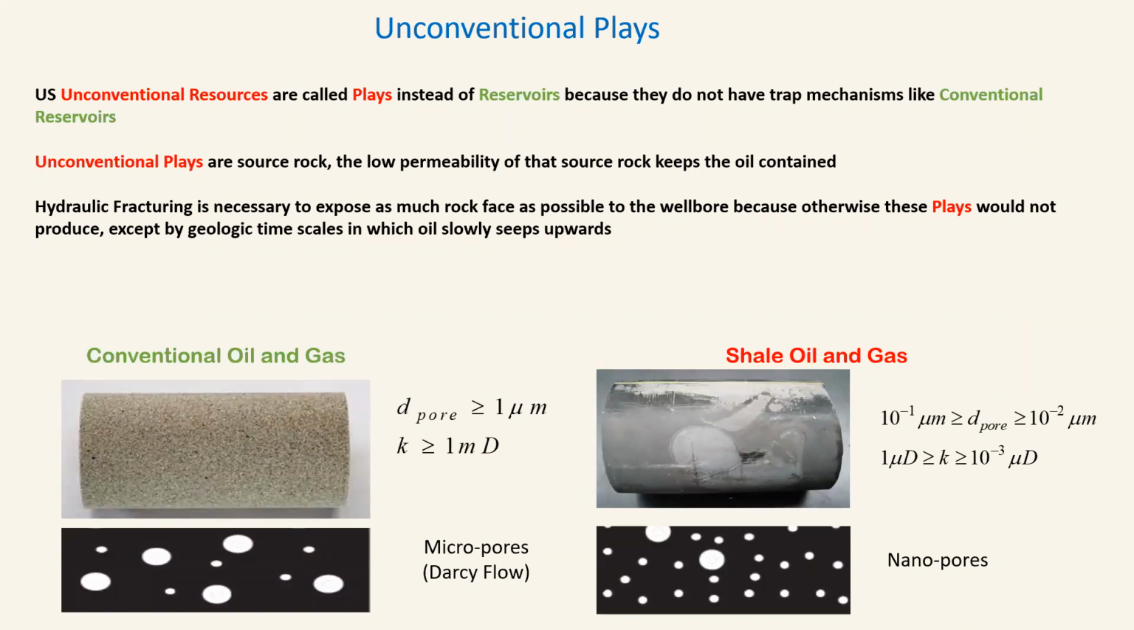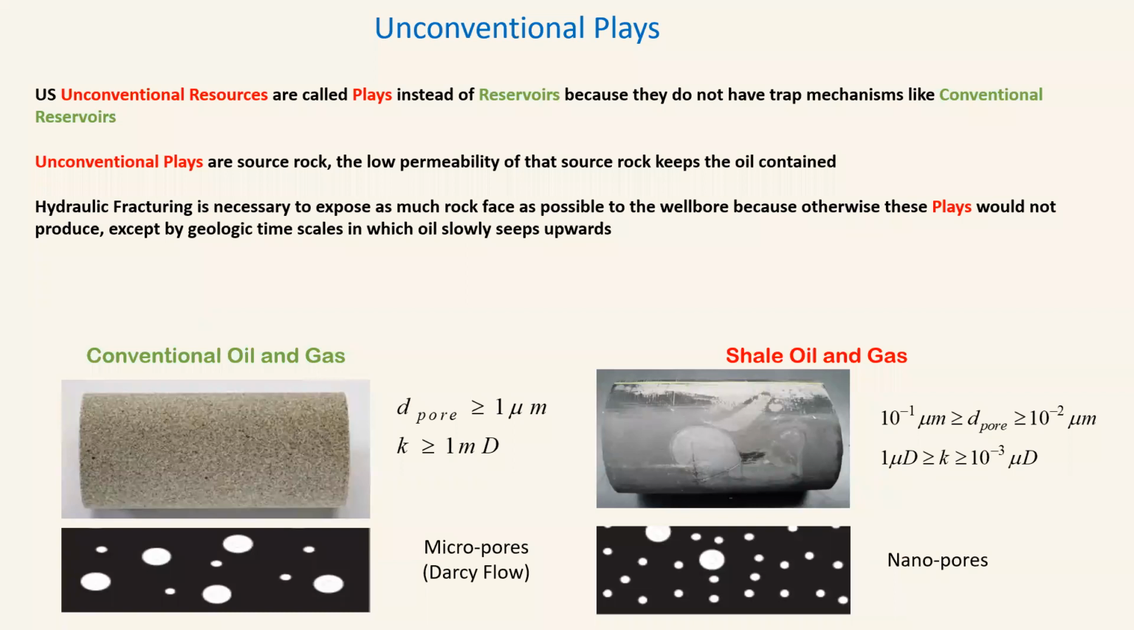U.S. unconventional resources are typically called plays instead of reservoirs because they do not have trap mechanisms like a conventional reservoir would. Unconventional plays are the source rock, and the low permeability of that source rock keeps oil contained. It doesn't have a cap rock. It doesn't have a salt dome. Whatever trap mechanisms you're used to in a conventional reservoir don't apply with unconventional plays.